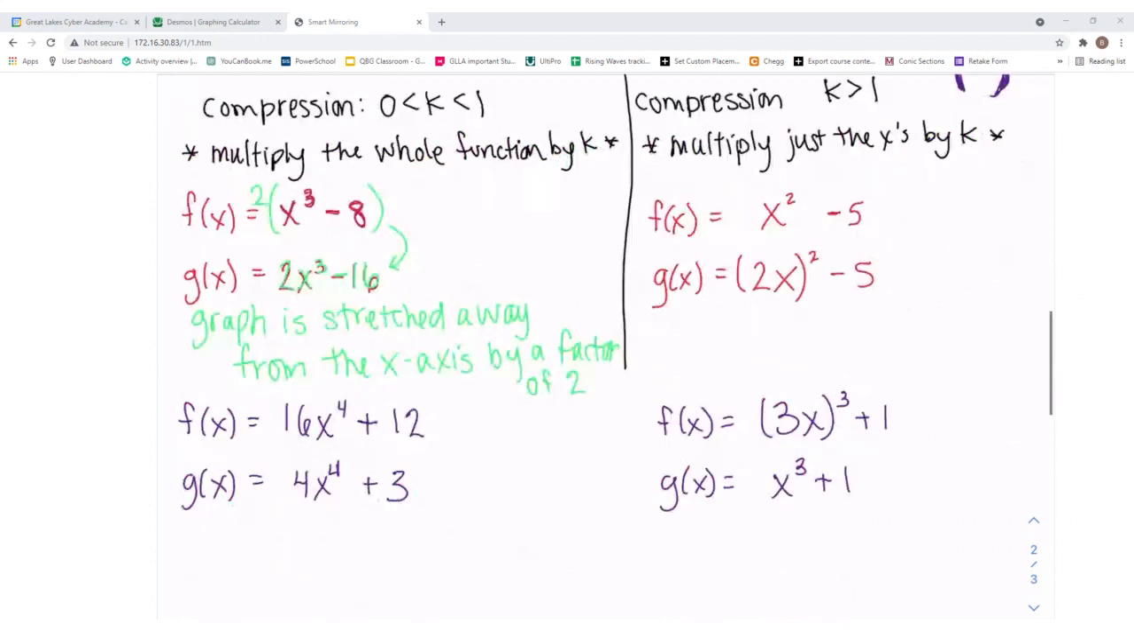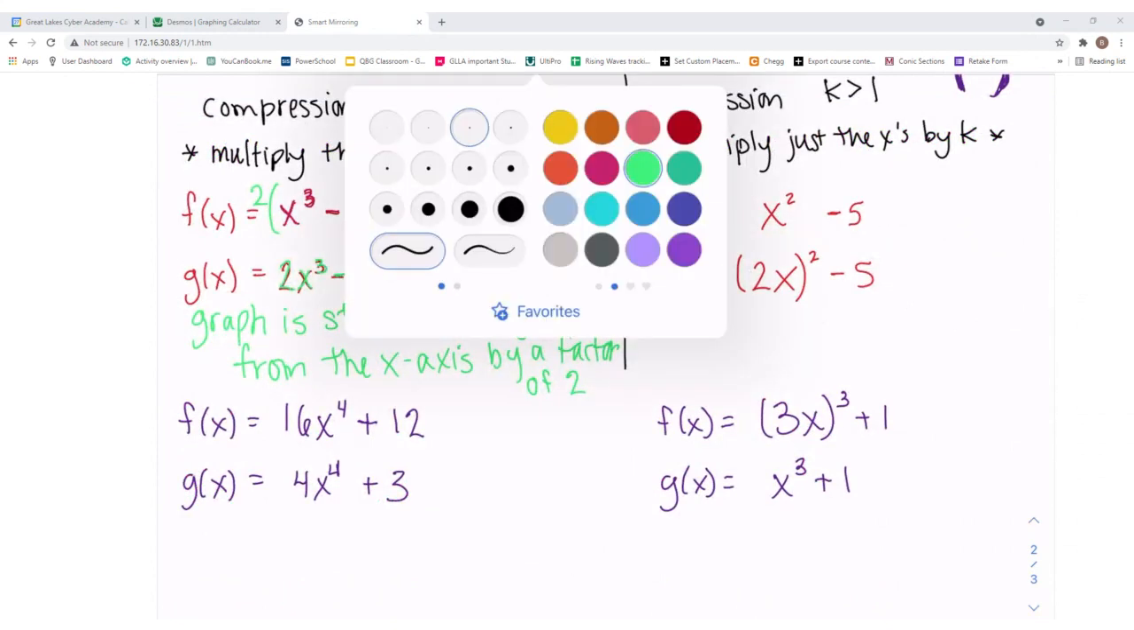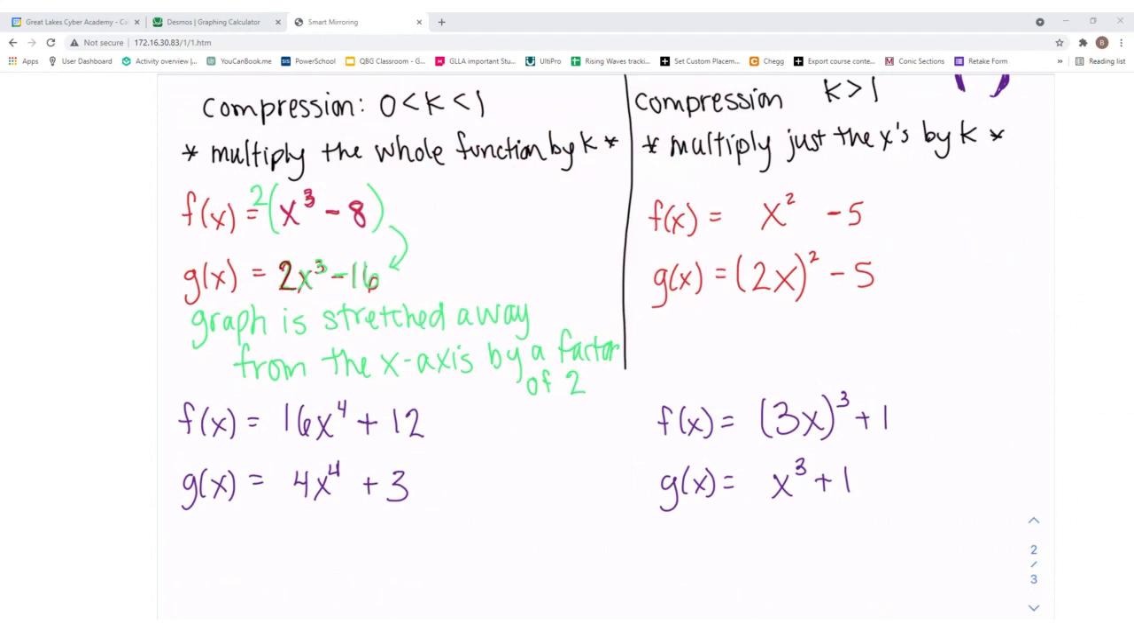This looks a little bit confusing. I'm going to write this again. It was the 2x cubed subtract 16. Because we multiplied everything by 2 to get that. So that was by a factor of 2. So that was stretched away from the x-axis by a factor of 2.